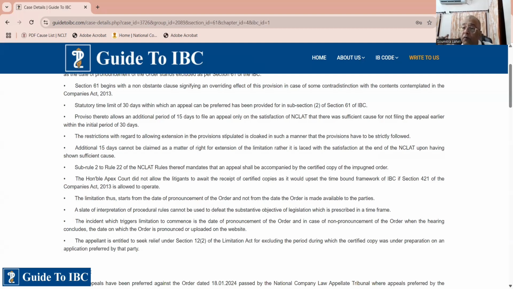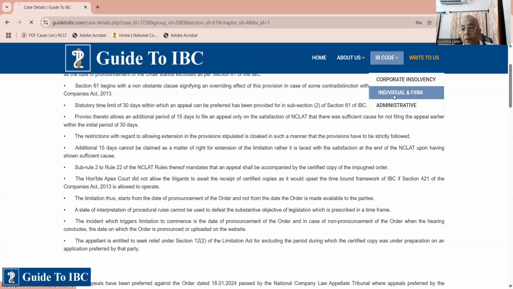So this is 30 and 15 days, where it starts from and where it ends. And the power of NCLAT to allow the 15 days extension also, but they can only allow it after sufficient cause is shown. So this is an important Supreme Court case, very recent.